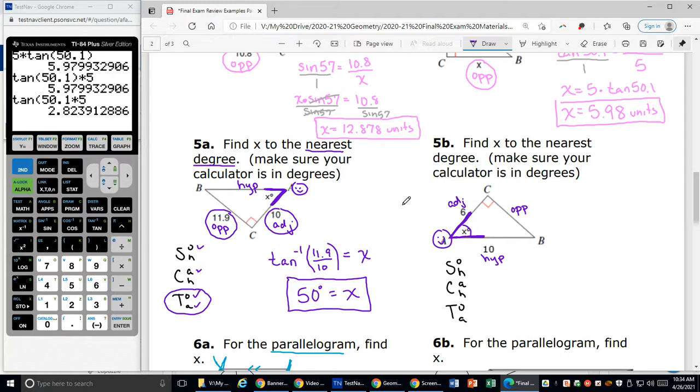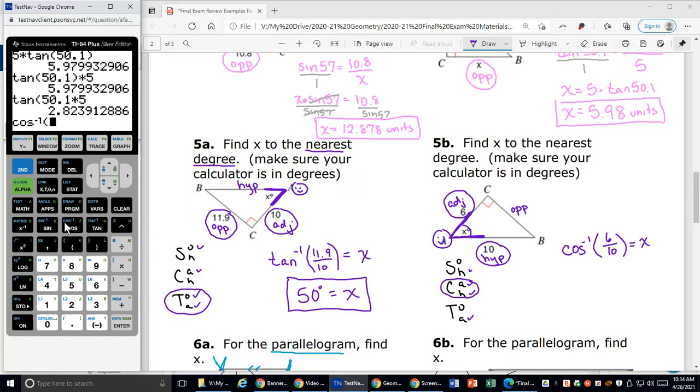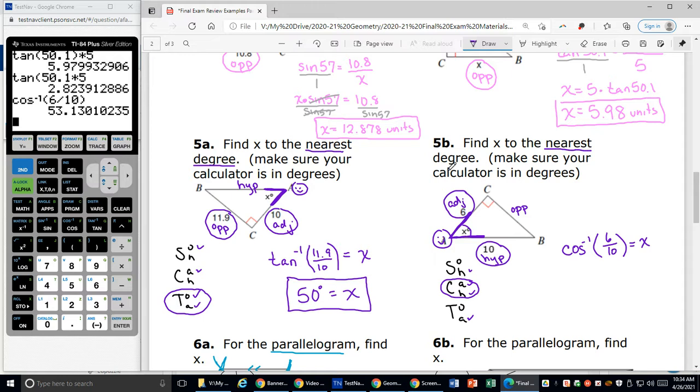So then we circle the 2 sides that we know, adjacent and hypotenuse. So I'm going to be using cosine, but the inverse version of it this time. So the inverse cosine of adjacent over hypotenuse, 6 over 10, is going to give me my value for x. So my inverse cosine, second cosine, of 6 divided by 10 gives me, notice I closed my parentheses, I put that seatbelt on, and I get, it says to the nearest degree, so I can round to the whole number, I'm going to get 53 degrees.